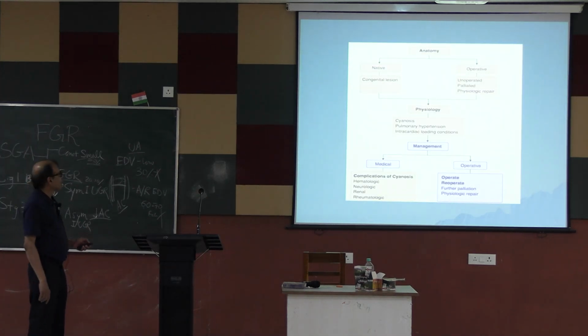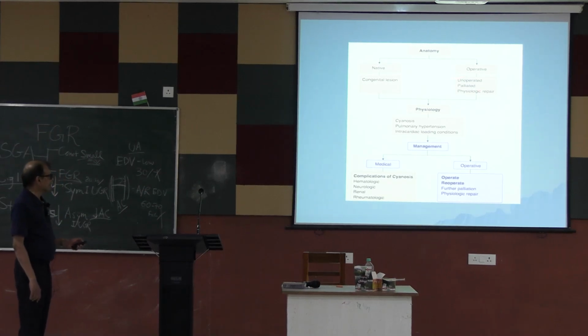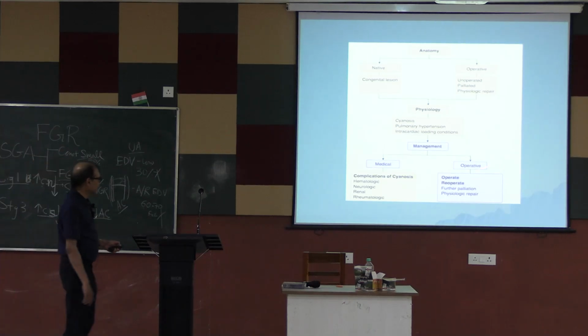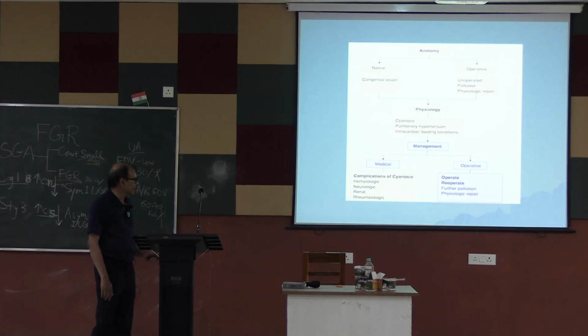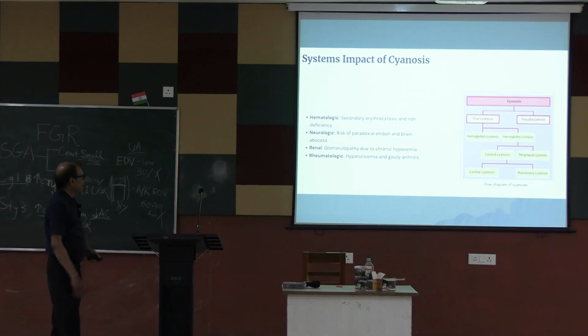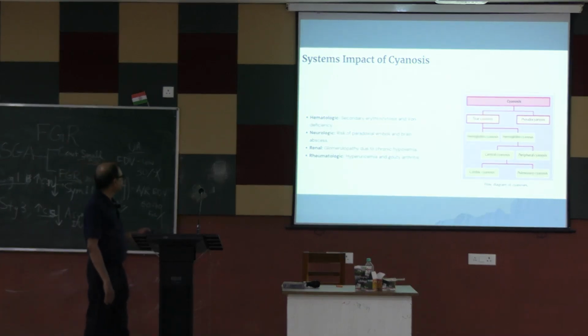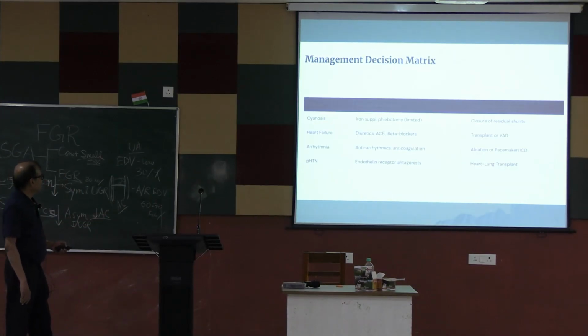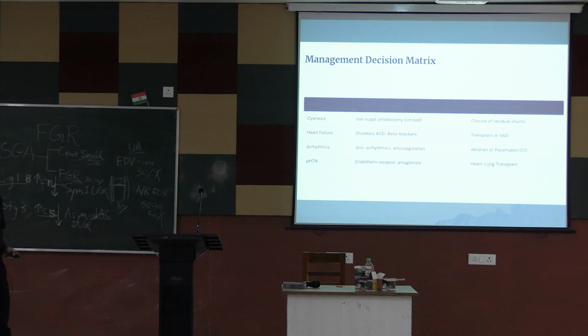Now the management protocol. Anatomy: native congenital lesion, operative, unoperated, palliation, repair. Physiology: pulmonary hypertension, cyanosis, intracardiac loading. Management: medical, hematologic, neurologic, renal, rheumatologic, and the operative: operate, reoperate, further palliation, and the physiologic repair. Question: medical management. Impact of cyanosis already described: hematologic, neurologic, renal, and rheumatologic. Cyanosis, heart failure, arrhythmia, and pulmonary hypertension managed accordingly.